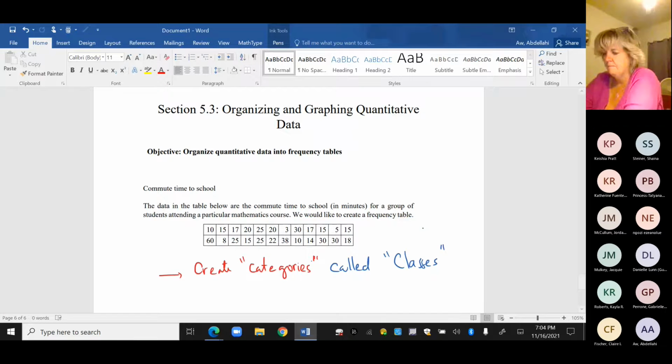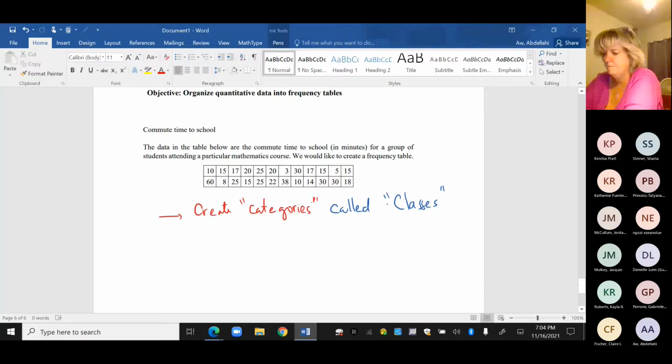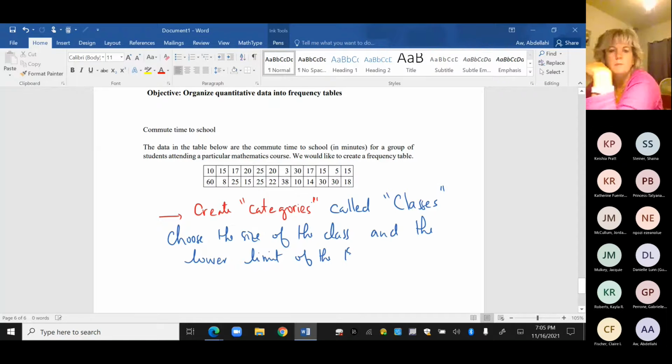Here we don't have all that. This is not 1 million, it's only this set of data. So we're going to create classes. We're going to choose the size of the class, and the lower limit of the first class. It is our choice.